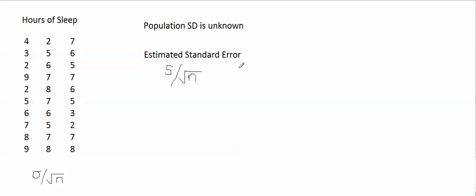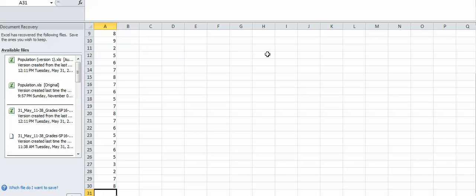So we're going to go through the steps of calculating the estimated standard error. First, we have to get the sample standard deviation, and we're going to do that with Excel. I'm not going to enter all of these numbers into Excel right now. So I've entered all of my numbers into Excel right here. These are the 30 sleep times from my random sample of 30 people.